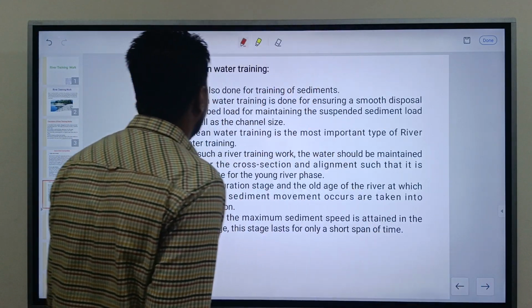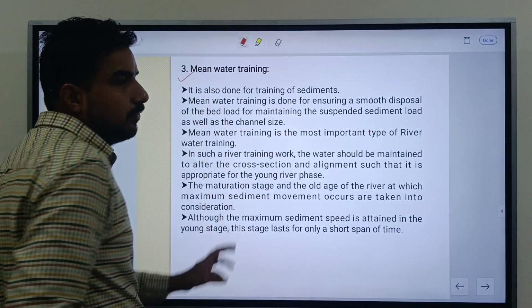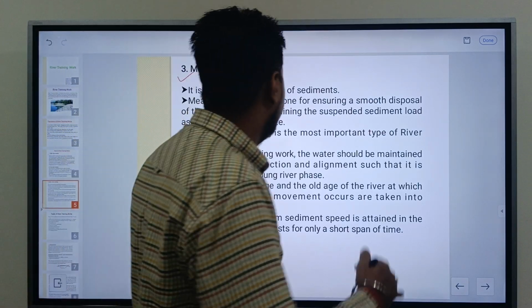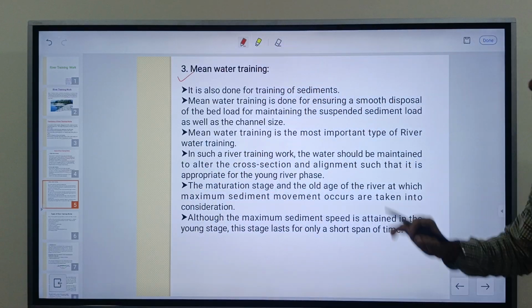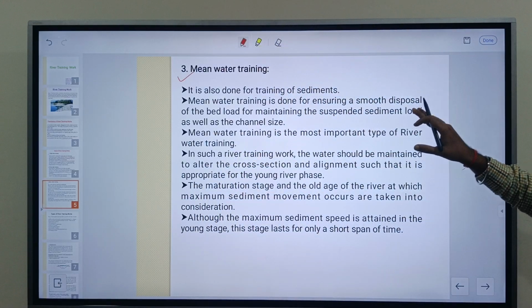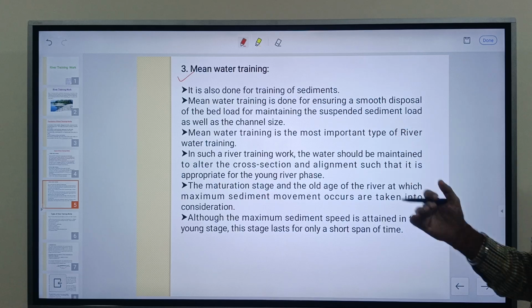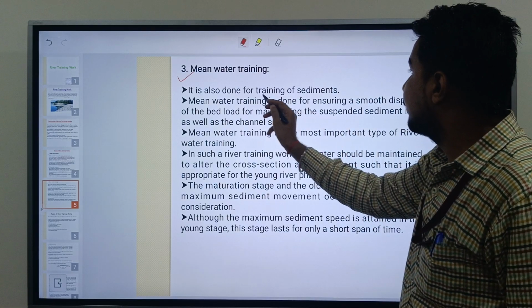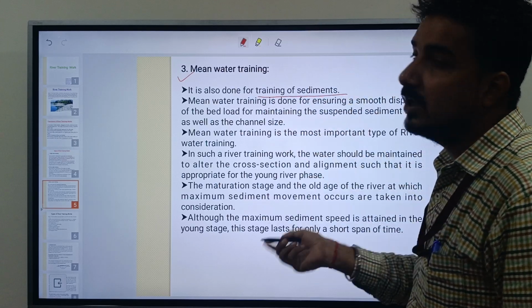Now the next one is the mean water training. Firstly we discussed the high water training work. Next we discussed the low water training work. Now we are discussing the mean water training work. What is mean water training work? It is also done for training of sediments. Here we are discussing the sediment.